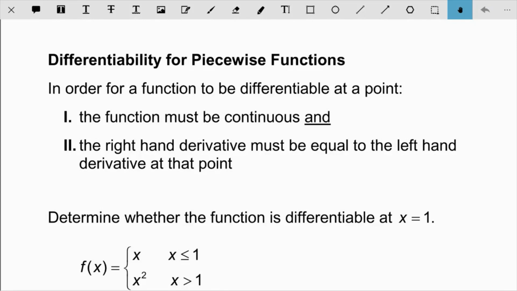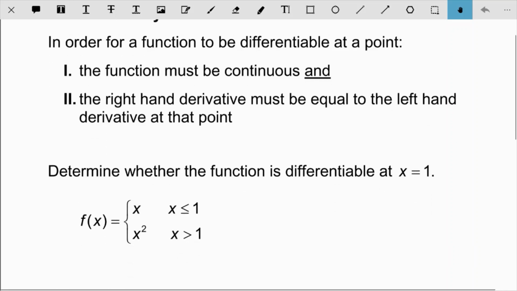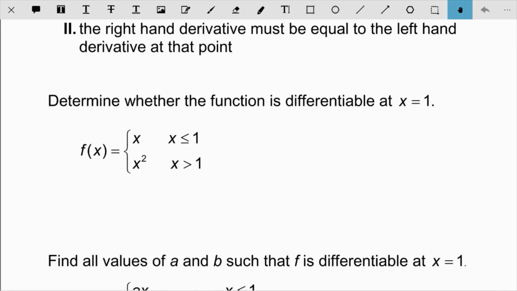Okay, so let's talk a little bit about differentiability of piecewise functions, and then we'll get into some work with the calculator. A piecewise function has different rules for different domain sections. There are two things that have to be true for a function to be differentiable, and this has to be true everywhere, not just for a piecewise function. We always need to check: is the function continuous? And does the right-hand derivative equal the left-hand derivative? For a piecewise function that's a little more difficult to do, but it's still the same idea.